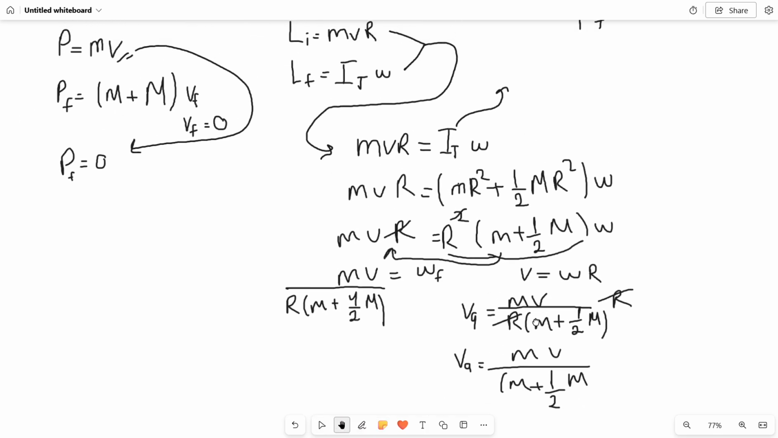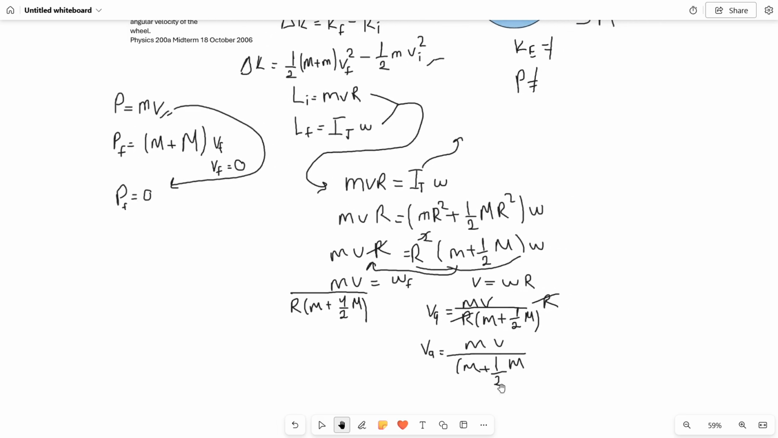Guys, as you can see, this final velocity is smaller than the initial velocity. That's why we said the kinetic energy is decreased. Okay? And we write this like that. Okay, guys, we finished the question.